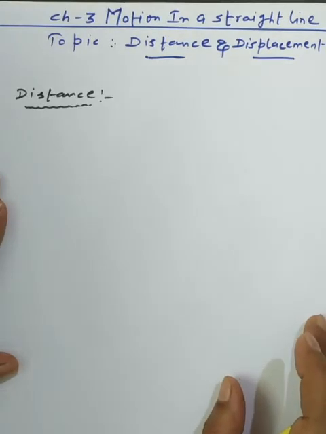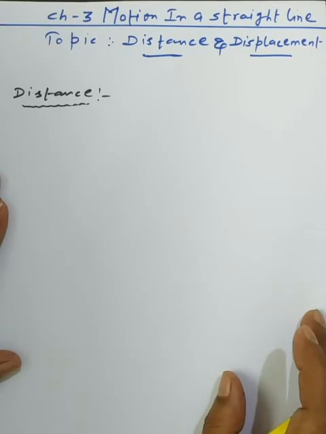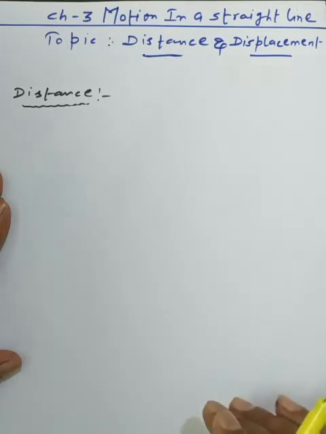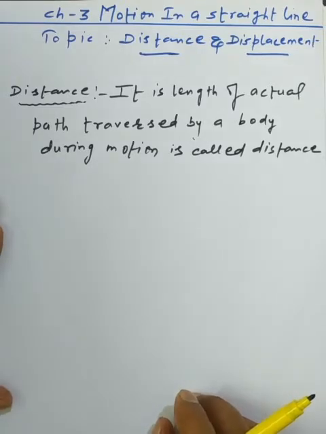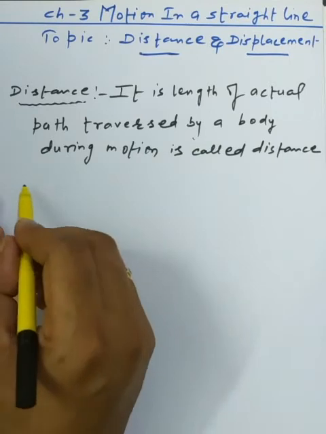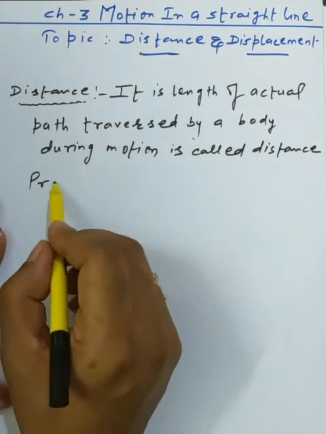In general, the actual length of the path traversed by an object is called the distance. Now we have several properties of the distance, and we will discuss them one by one. The general definition which I have written in front of you: the length of the actual path traversed by a body during the motion is called the distance. Okay, now what are the basic properties?